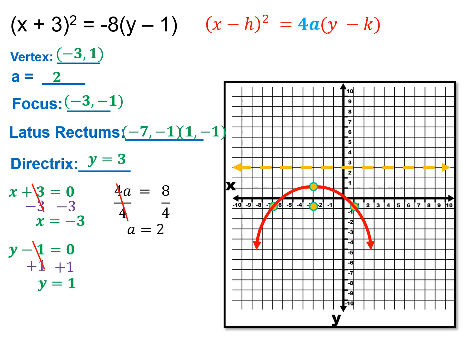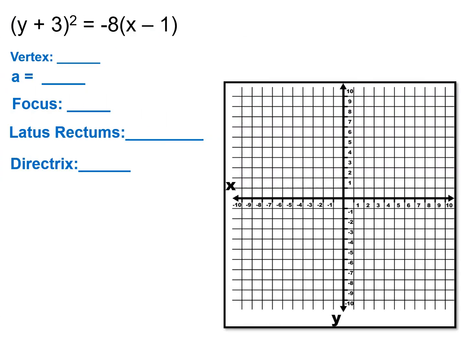Now, how about if the y has the square and the x is only x? I'm going to have that in our next example. Now let's have another example. In this case, we switch the y and x. So now y has the square. That means the graph of this parabola will be opening either towards the left or towards the right.